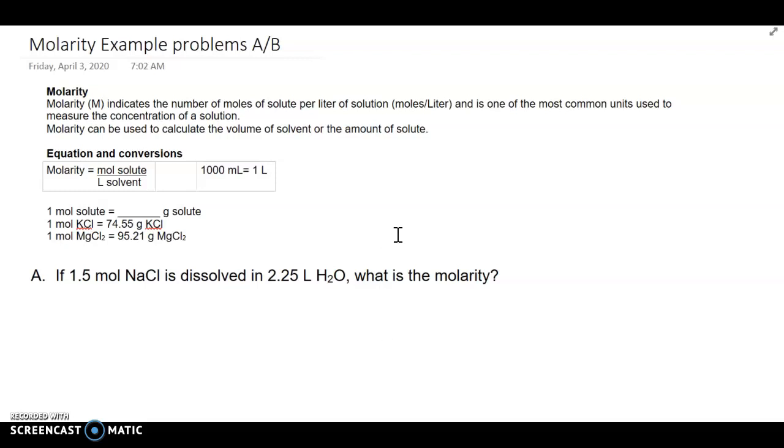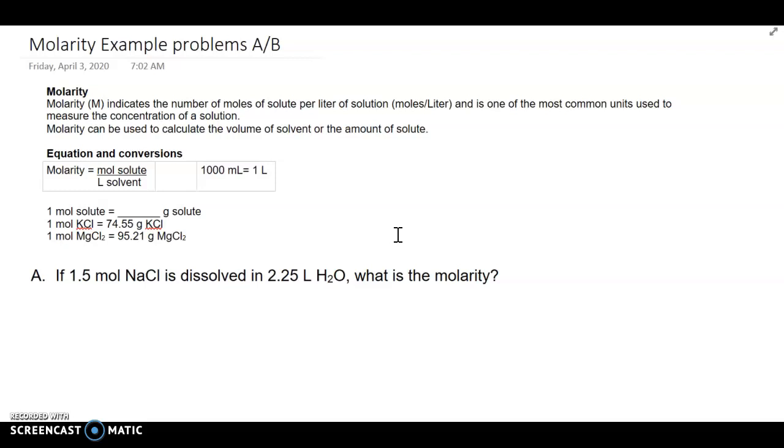Molarity indicates the number of moles of solute per liter of solution, moles per liter, and is one of the most common units to measure the concentration of a solution. So we're talking about how much solid stuff, although it could be a liquid or a gas, is in a larger amount of stuff. It could be solids in a liquid, it could be gases in a liquid. There's a whole bunch of different states of things that it could be in. The ones we're talking about right now are basically solids dissolved in a liquid.